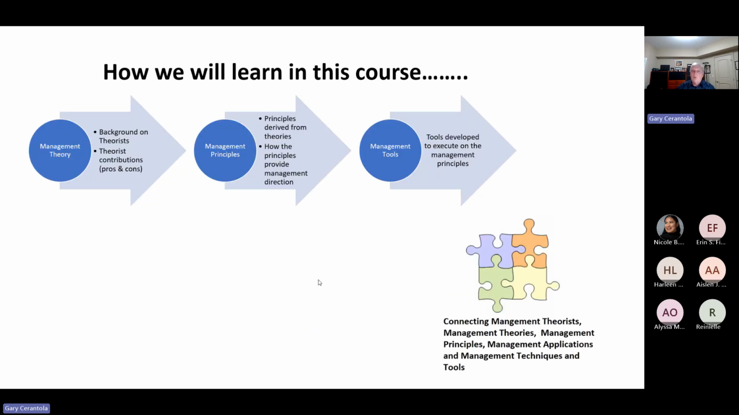Okay, so this is how we're learning. We look at the management theory, and we look at the background of the theorists and how they contribute and the pros and cons. And then from that management theory, management principles get developed, they get derived, and they provide management the direction and sort of the bookends on how to move the performance and the fulfillment of an organization towards its vision. And in that process, from those principles, management tools are created.